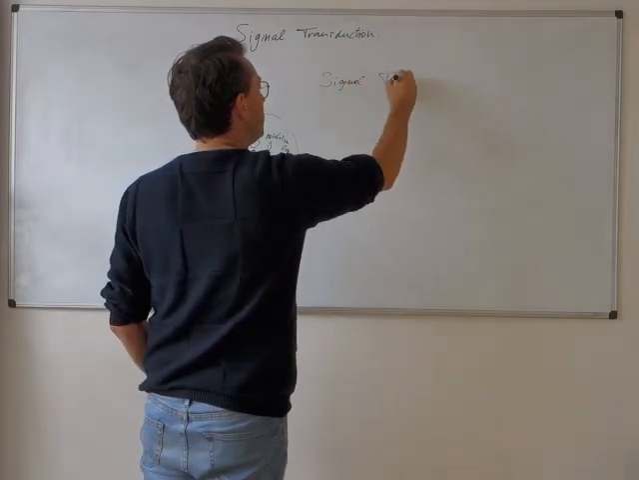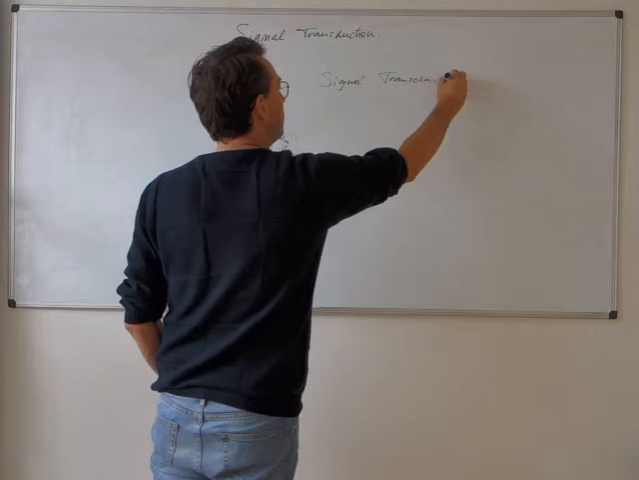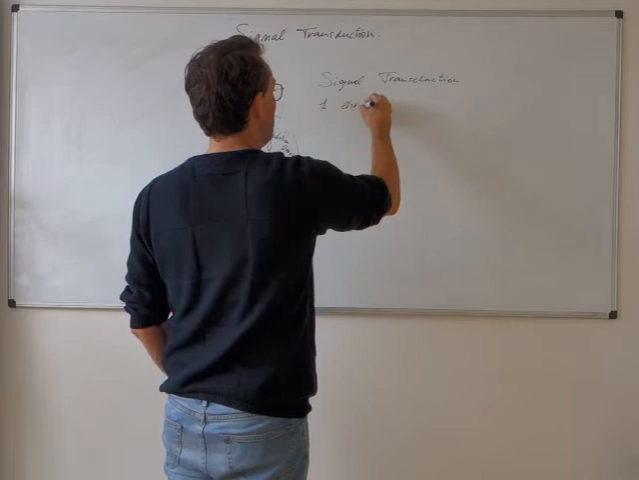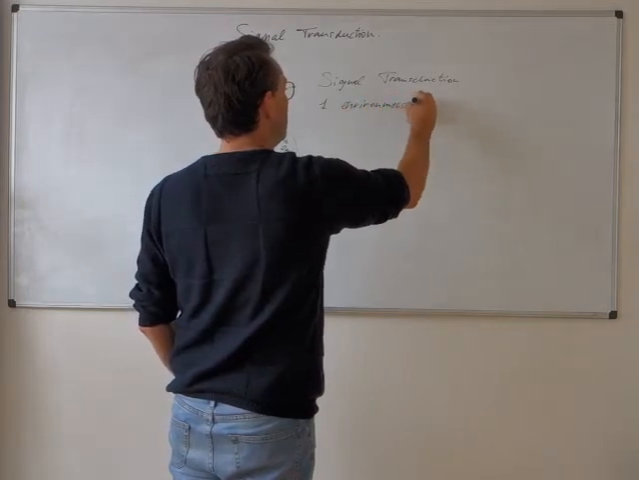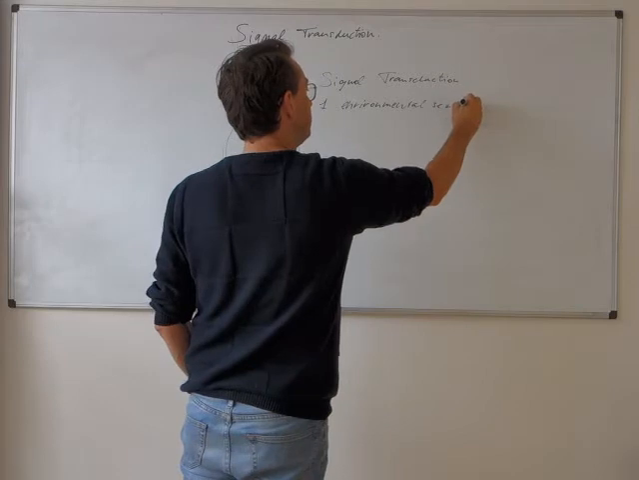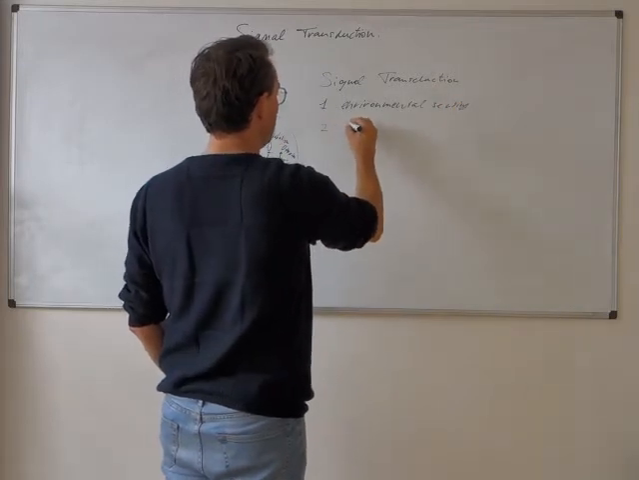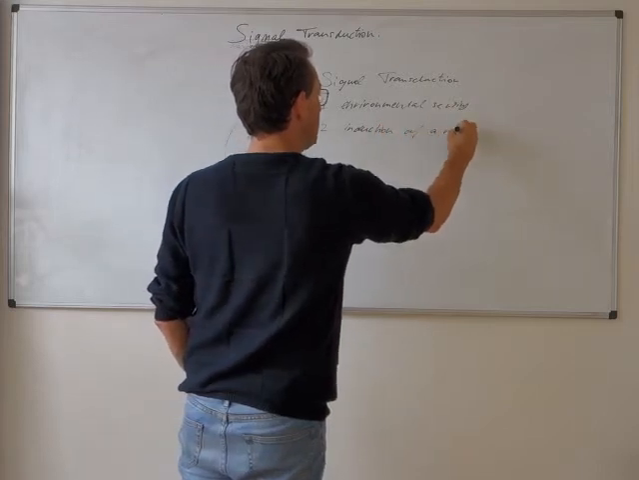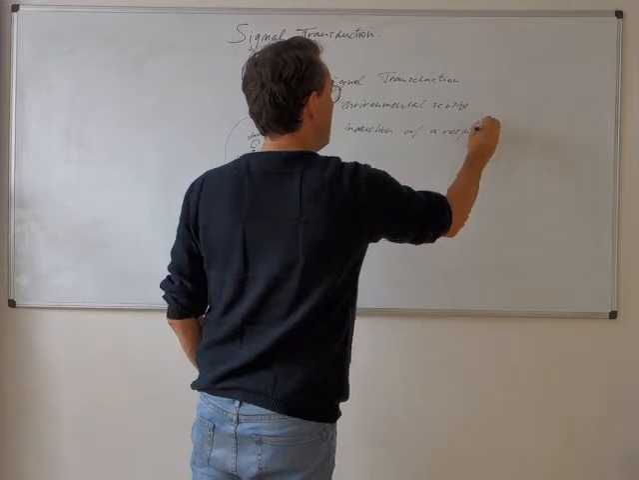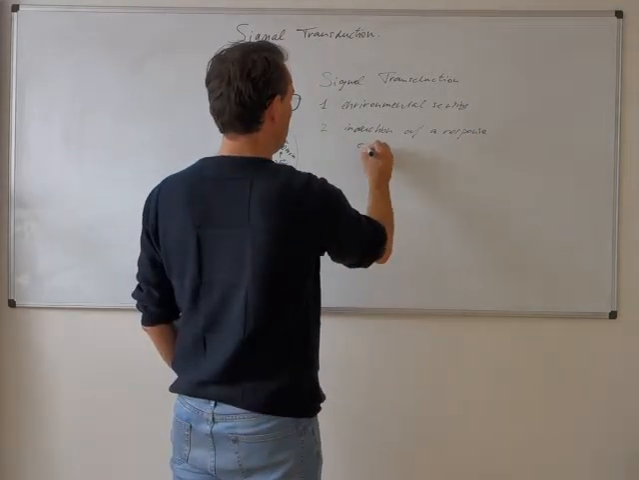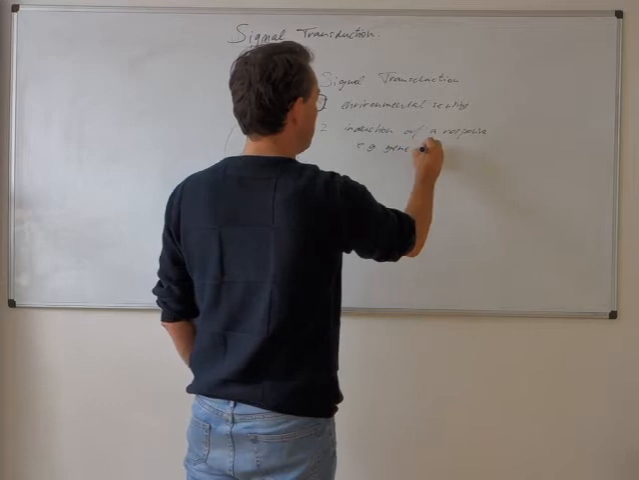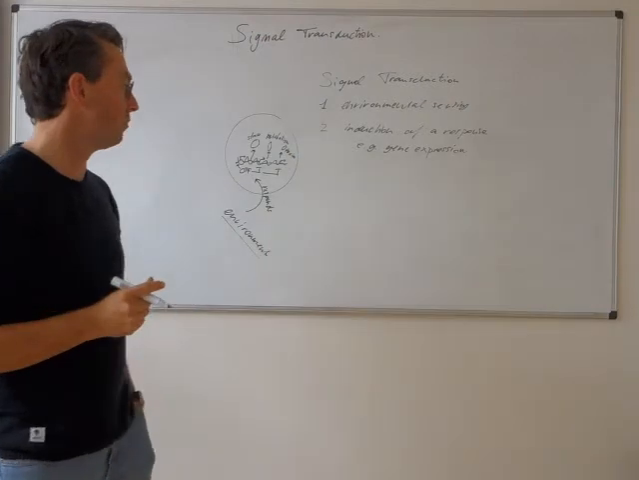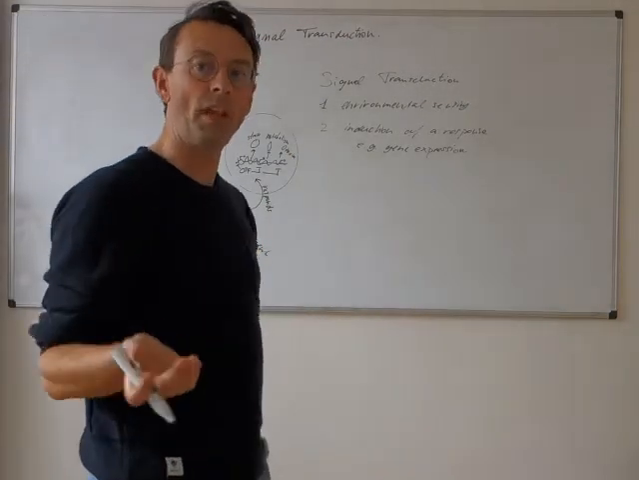So signal transduction is composed of several steps. So one is environmental sensing, and then the second is the induction of a response, and this response is often gene expression, leading to the adjustment of protein expression and leading to different behaviors of this cell.